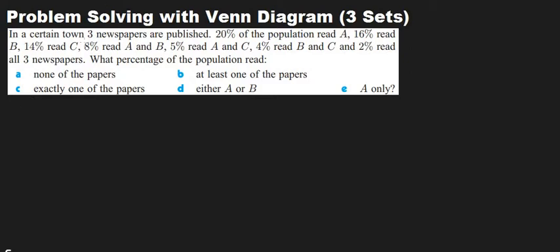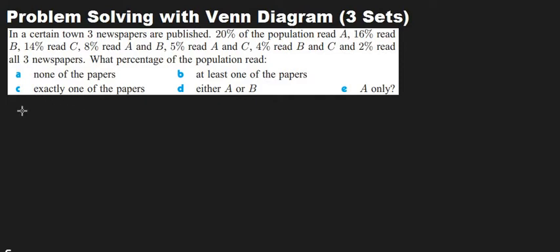In a certain town, 3 newspapers are published. 20% of the population read A, 16% read B, 14% read C, 8% AB, 5% AC, 4% BC, and 2% read all 3 newspapers. What is the percentage of the population read, and so on. Okay, first we have to make the Venn diagram for this question.